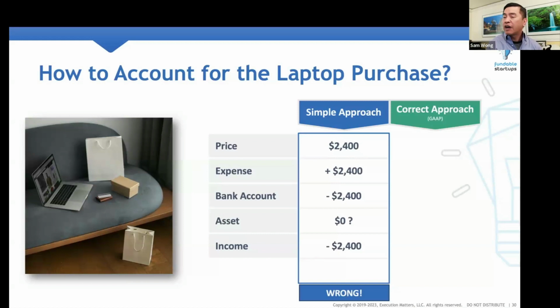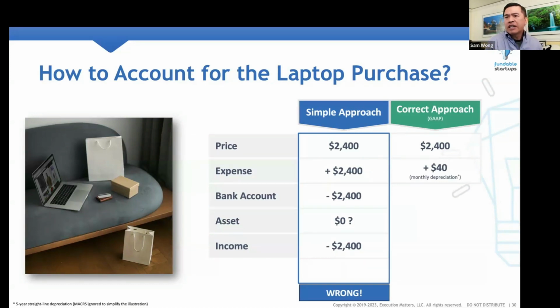The correct approach, following generally accepted accounting principles, GAAP for short, is this. You still have the same $2,400 purchase. The expense in the first month, let's say I bought it January 1st, and at the end of the month, the expense is actually $40. Where'd you get $40? Well, that's the monthly depreciation based on simple 5-year straight line depreciation. $2,400 divided by 60 months, 5 years, would be $40 per month.